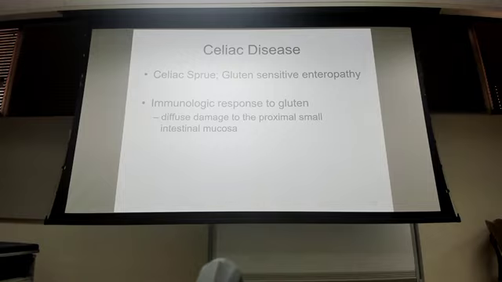So starting off with celiac disease, one of the most common is the big one. It's an immune-mediated response to gluten. What happens is you start to get damage to the proximal small intestine mucosa. Then when you have gluten exposure, these patients get inflammation and destruction of the intestinal villi. That's why they can't absorb nutrients properly, because that gluten exposure is damaging the villi that are supposed to be absorbing nutrients.